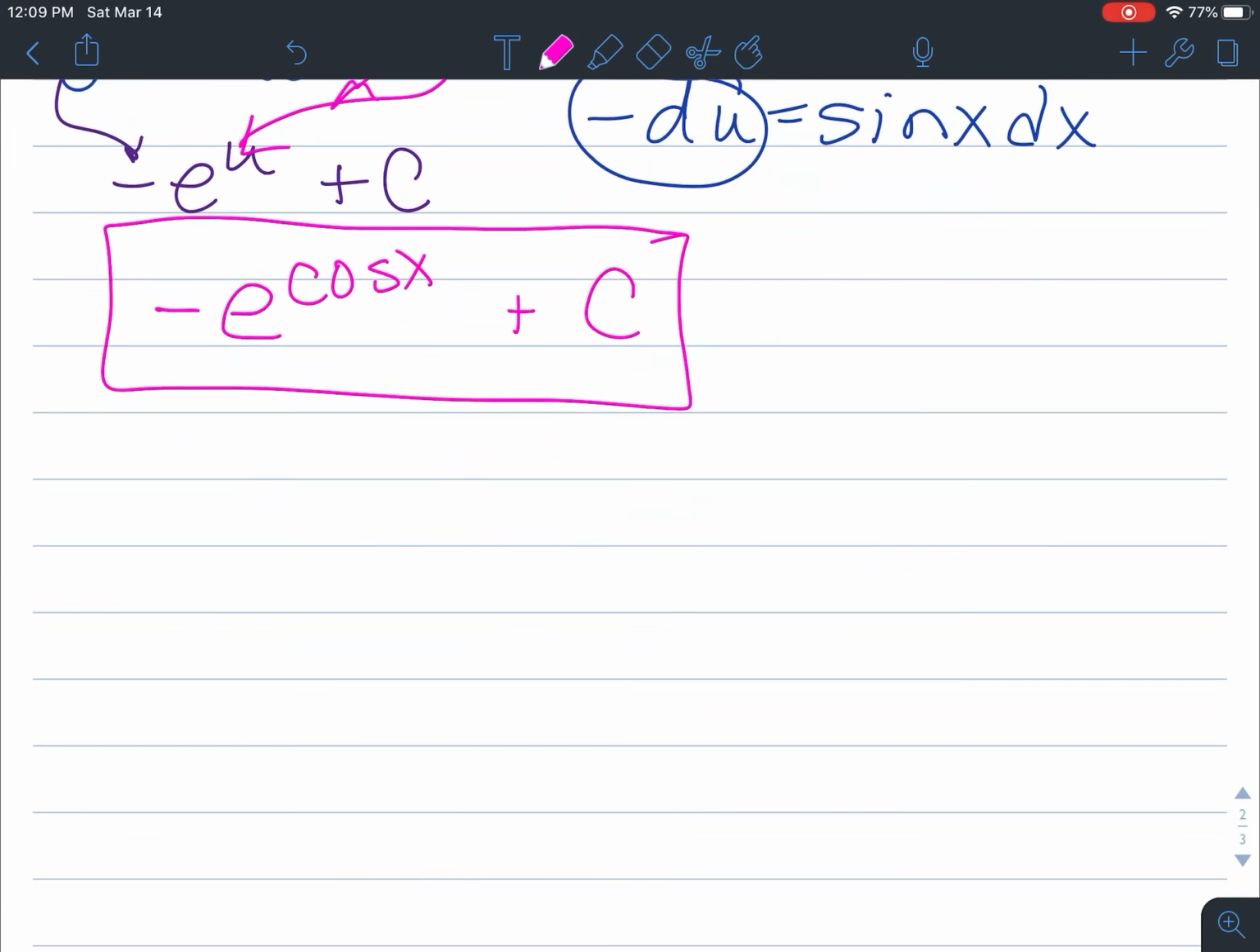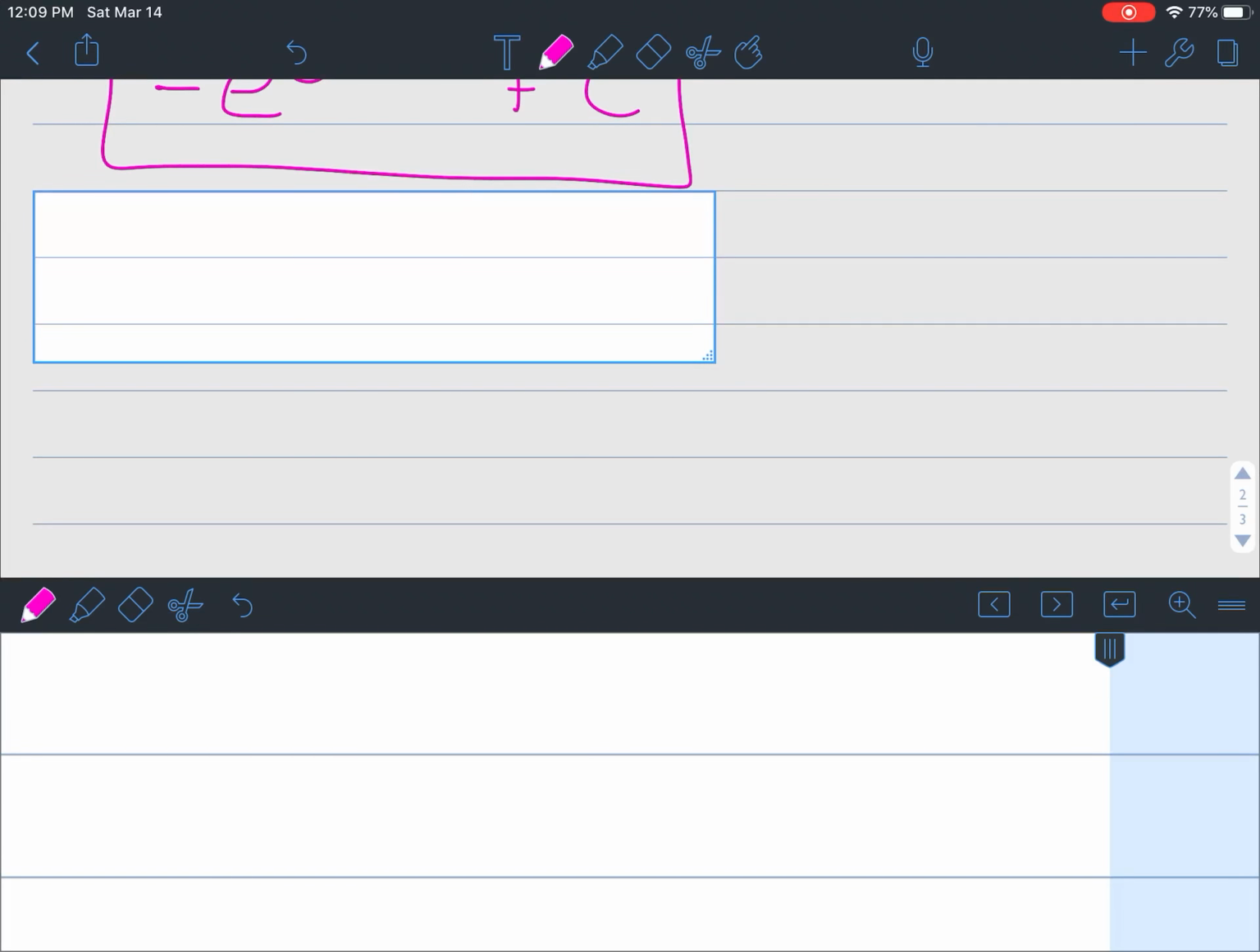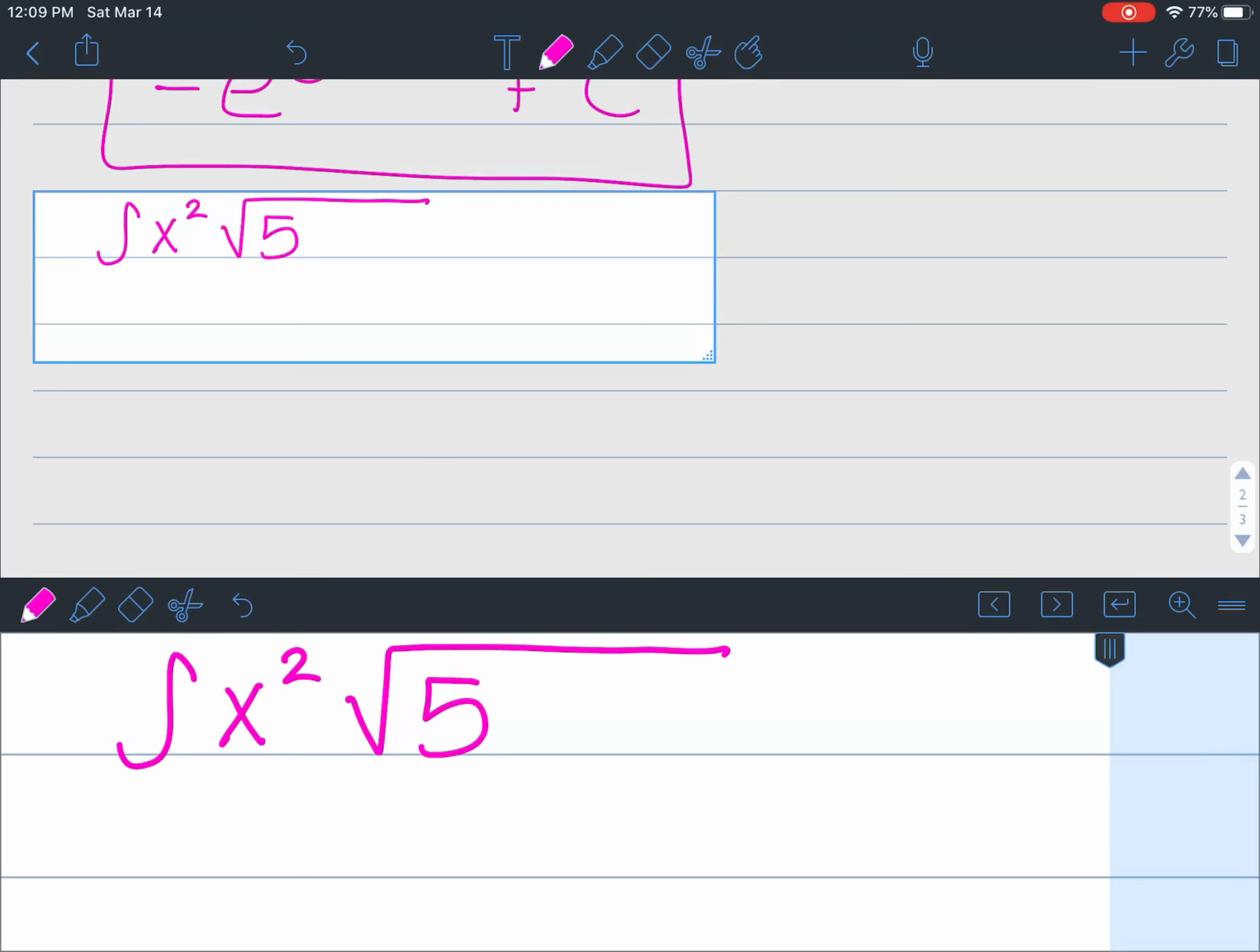Okay, let's try another one. We're going to have the integral of x squared times the square root of 5 plus 2x to the third dx. Just got a lot more complicated, huh?